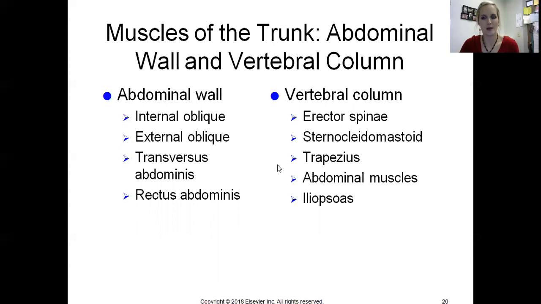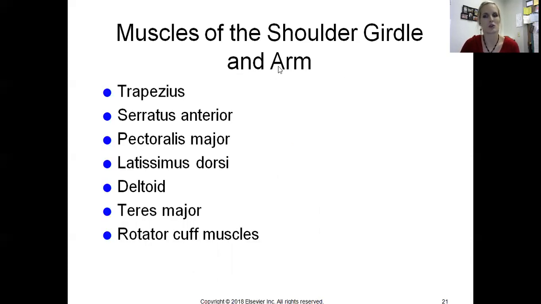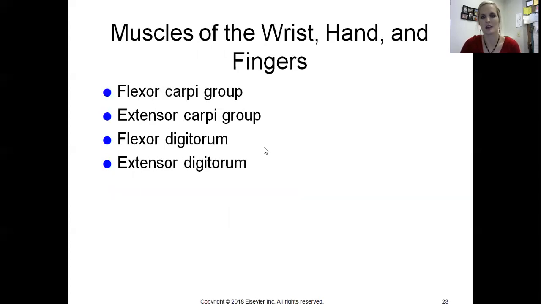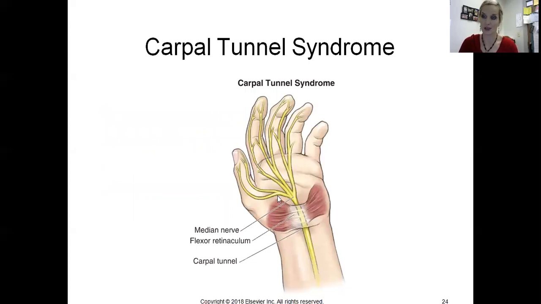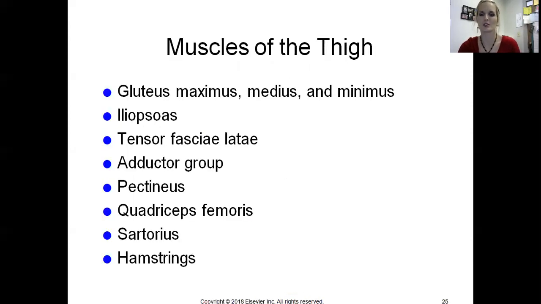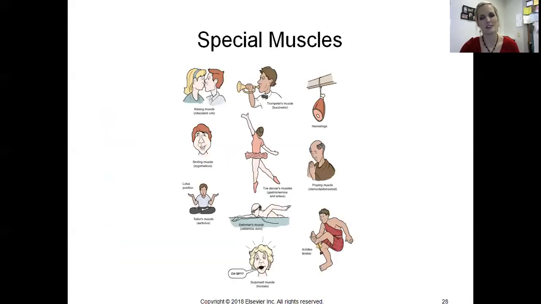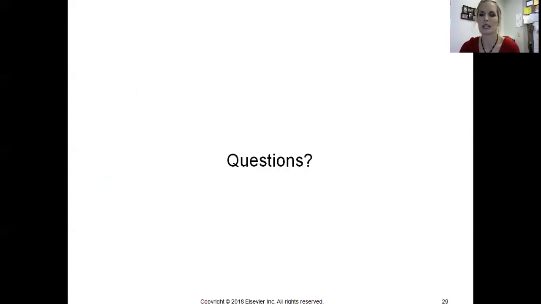Our muscles of the abdomen, you'll see muscles of the shoulder girdle and the arm. So again, some similar terms we've already seen. Of the forearm, we've got, again, the terms we were just looking at a second ago with the biceps and the triceps. Wrist, hand, and fingers. We talked last lecture about carpal tunnel because we were talking about the carpals, our wrist bones. Muscles of the thigh, so some of these you might be pretty familiar with, and the muscles of the leg and the foot. So again, we could go on forever, and then this ends with just some certain special muscles for the involvement of certain activities that we may participate in.